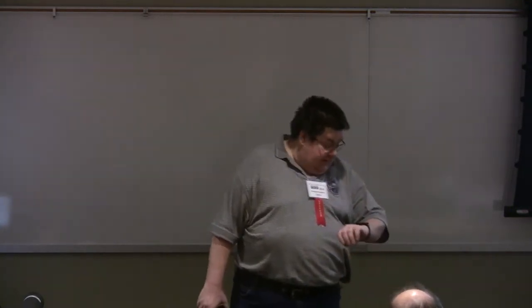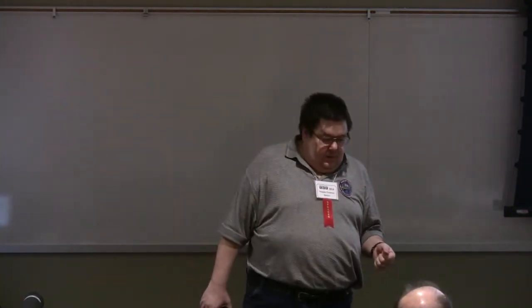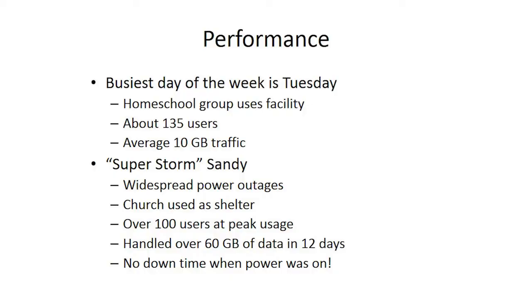So, how does this whole thing perform? Well, we have multiple groups of people who use the church. We have people who come in for meetings, we have people who come in for services, we have all sorts of things. Our busiest day of the week is Tuesday. We have a homeschool group that uses the facility on Tuesday, and there's about 135 families who come in. I have it tracking the system right now. I'm maxing out my IP pool for my DHCP, which I need to do some redesign on, but I've got about 135 users on here.